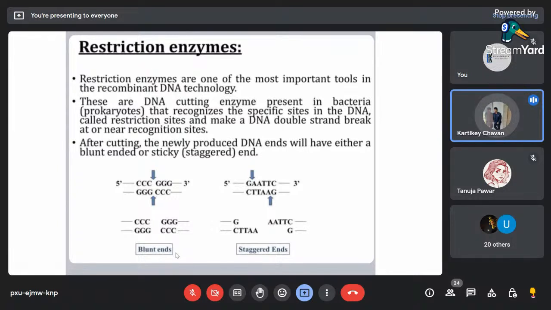In the diagram you can see the first one is the blunt ended. It's blunt. And the other one is the staggered end, also called the sticky end. In the second one you can see how the overhang can stick to the upper strand. So it's a staggered cut. Next.